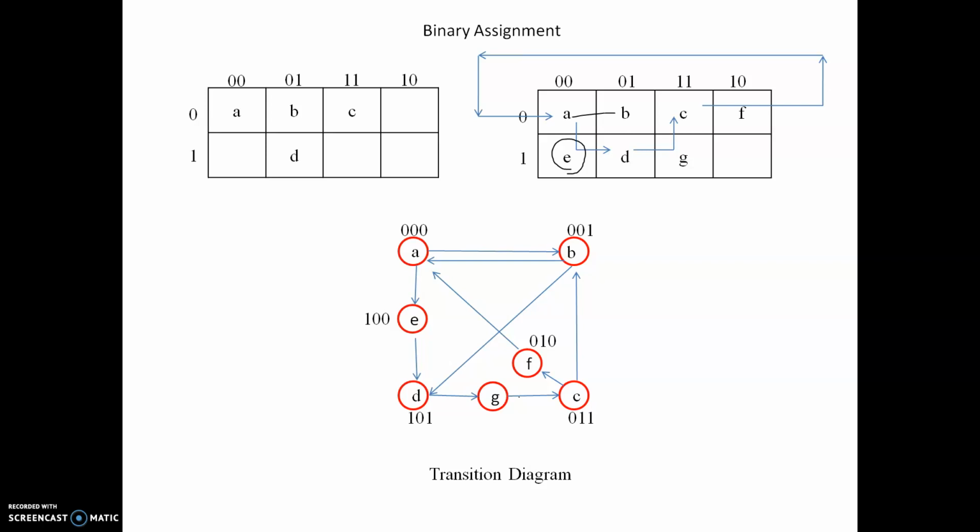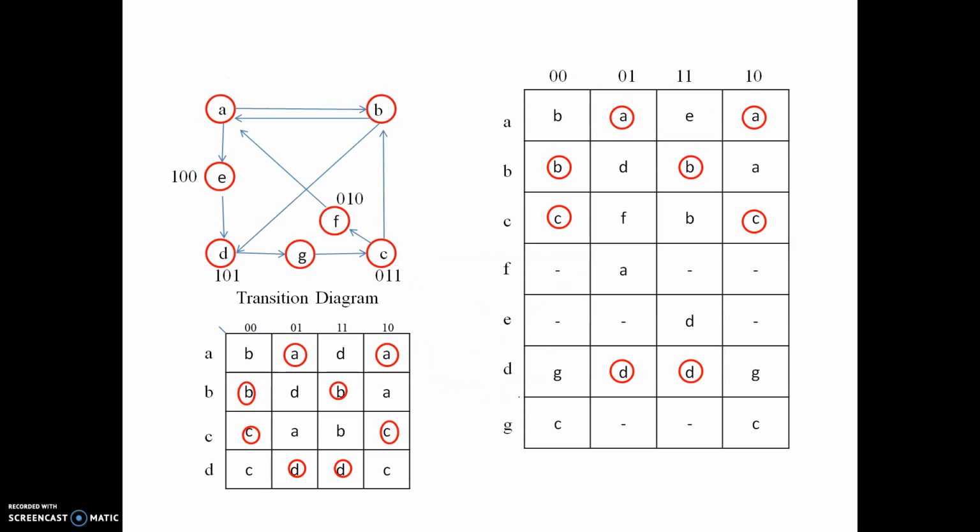This is a new transition diagram that we have obtained from the binary assignment. With the help of this new transition diagram, we have formed a modified flow table, and here we have a new transition. This is our old flow table, and with the help of this we are going to form a new modified flow table.